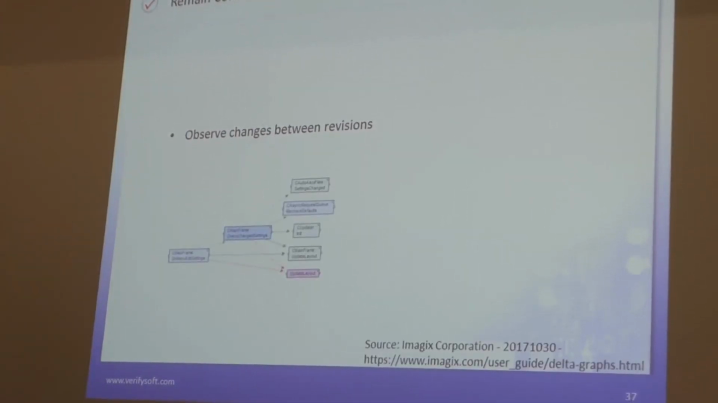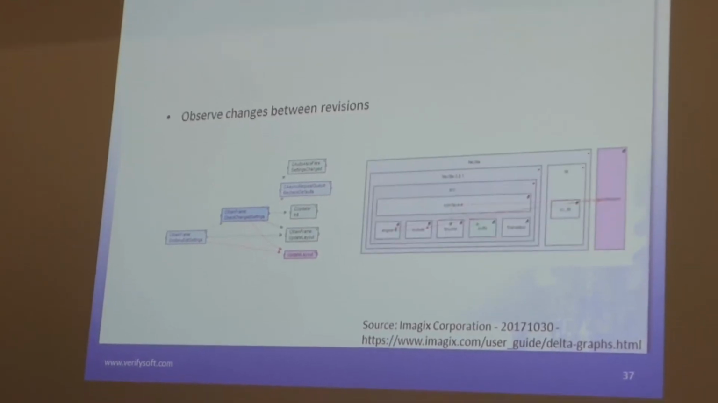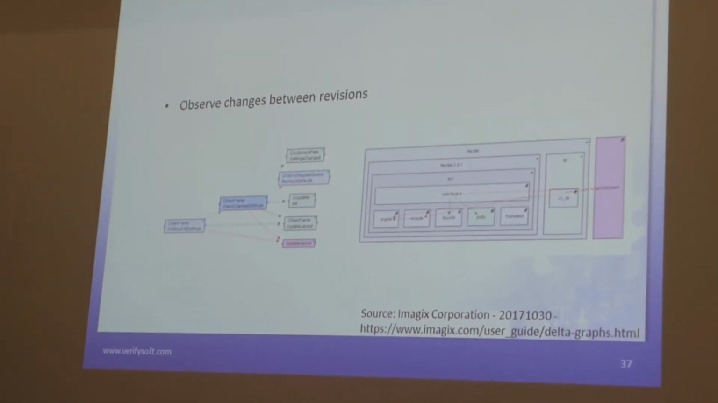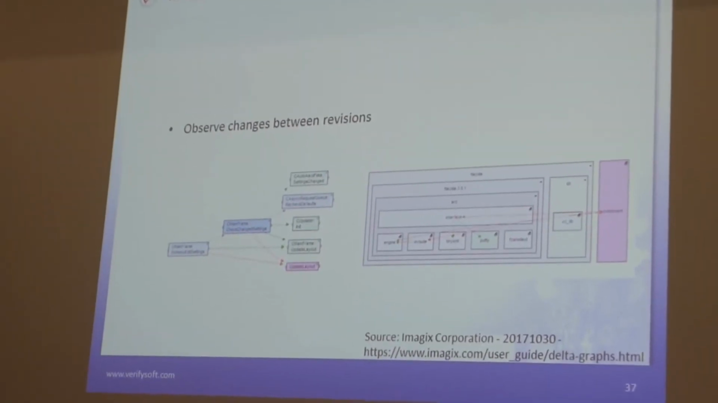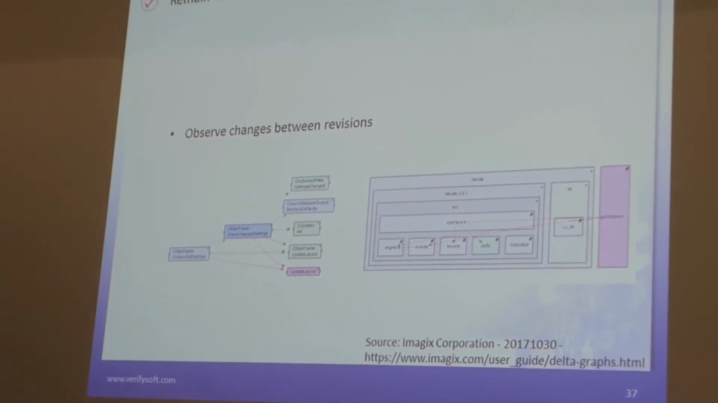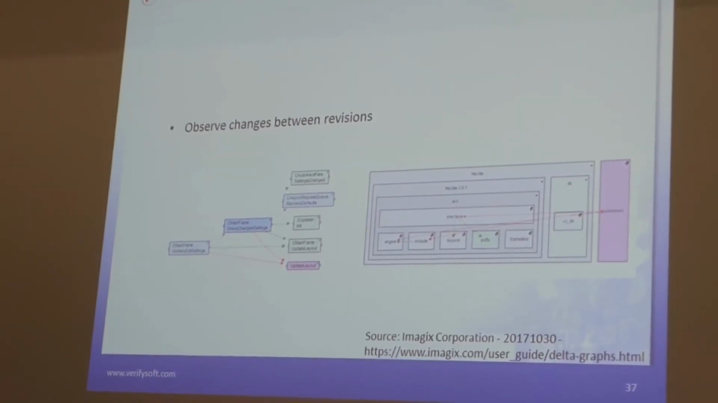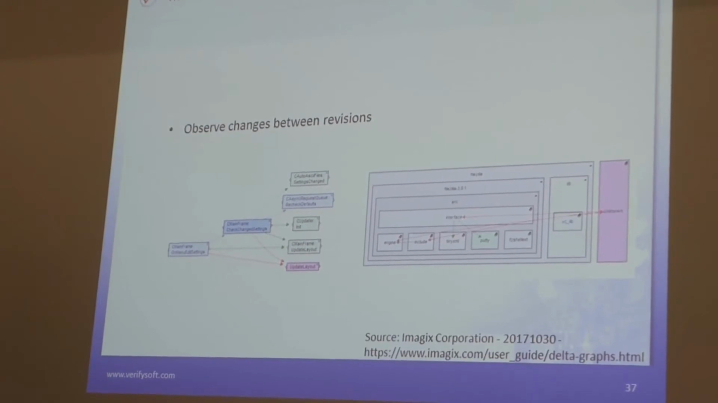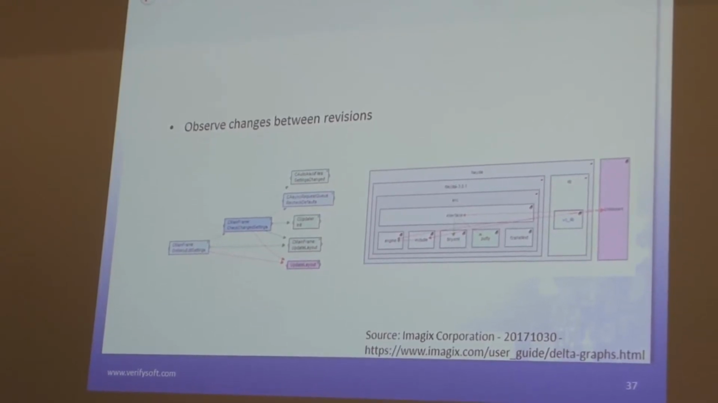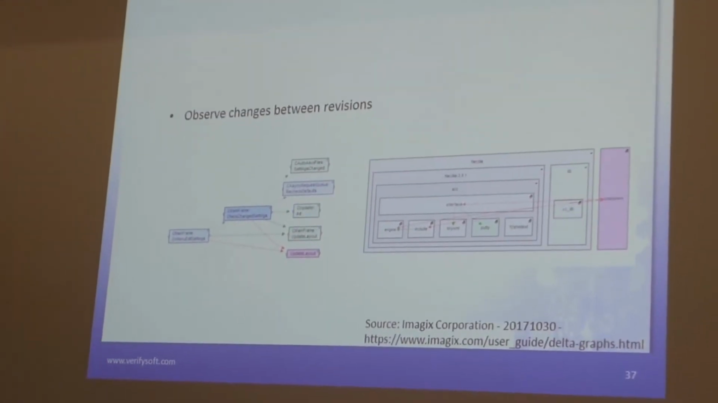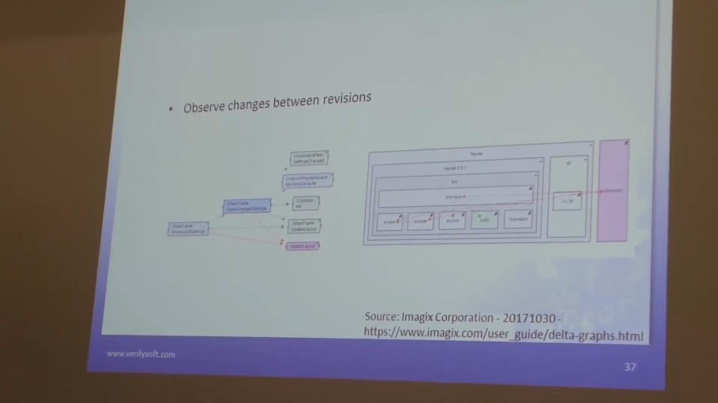Here I have as well examples on two levels. You can see the blue parts or the gray parts that are still there in both revisions, and the red parts are only in the past revisions, and the green are new in the actual revision.